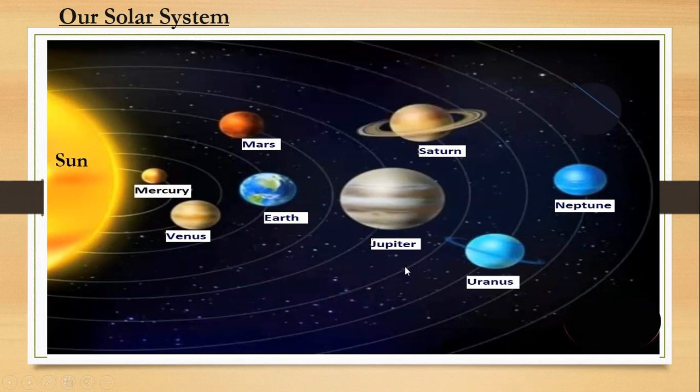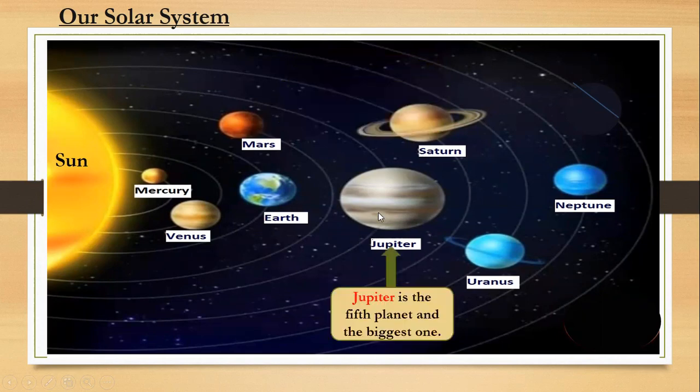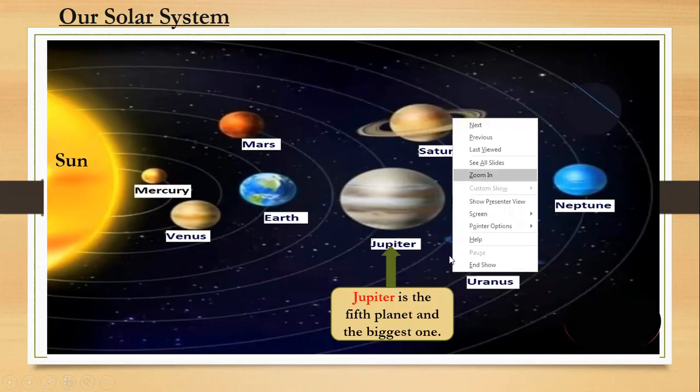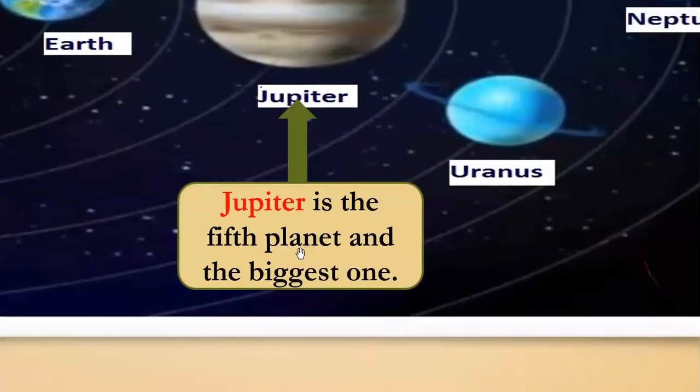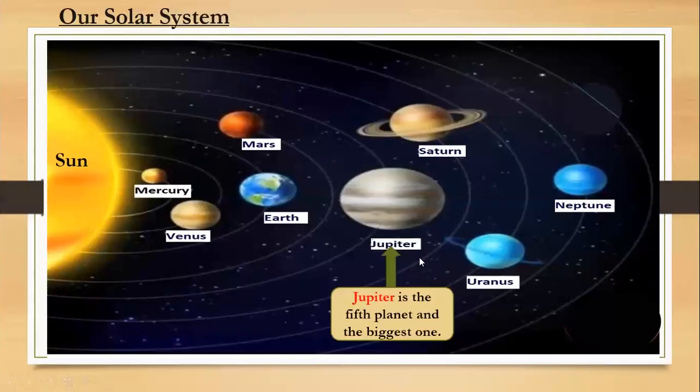The fifth planet is Jupiter. Jupiter is the fifth planet. Jupiter is the fifth planet and it is the biggest one. Jupiter is the fifth planet and the biggest one. See, the biggest. The biggest is the superlative, by adding est. So Jupiter is the fifth planet and the biggest one.